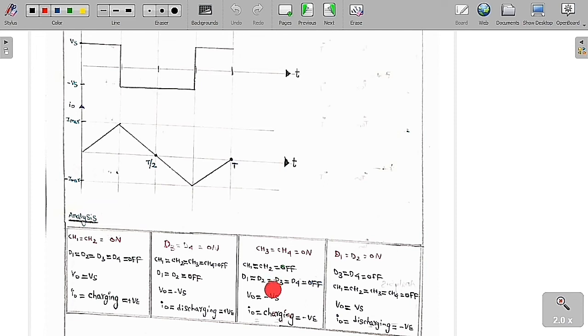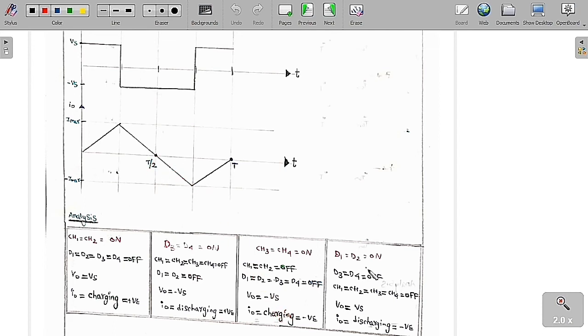In the third case, chopper 3 and chopper 4 are on. Whenever chopper 3 and chopper 4 are on and remaining everything is off, which is chopper 1, chopper 2 off, and also D1, D2, D3, D4 everything is off, then we can see clearly that output voltage is equal to minus Vs, and the current in the load is going to increase in the reverse direction. That means the inductor is in the charging mode but in the reverse direction.